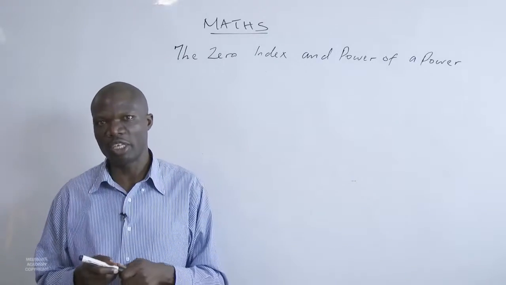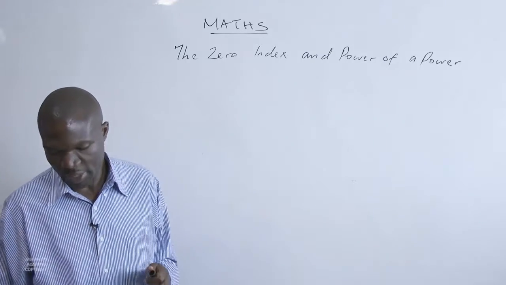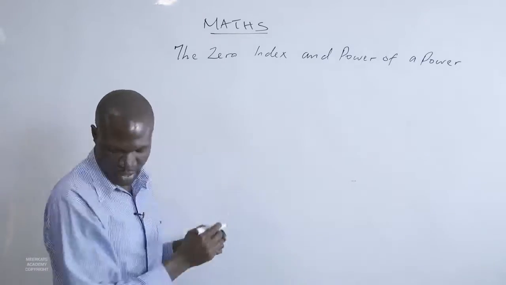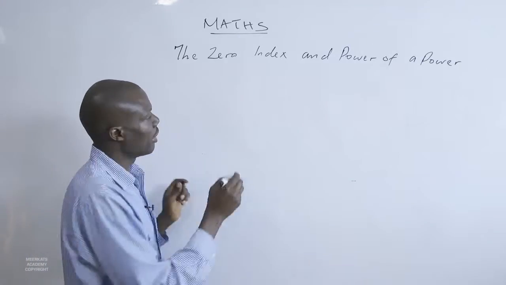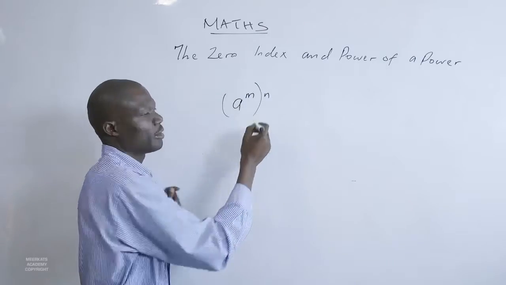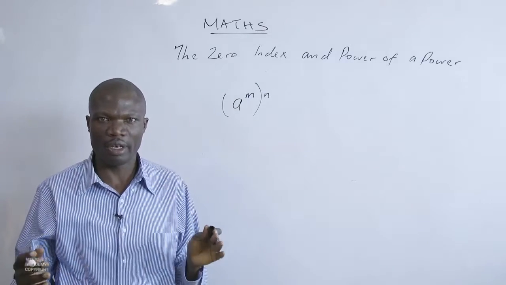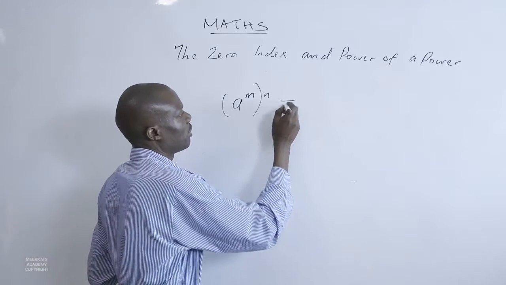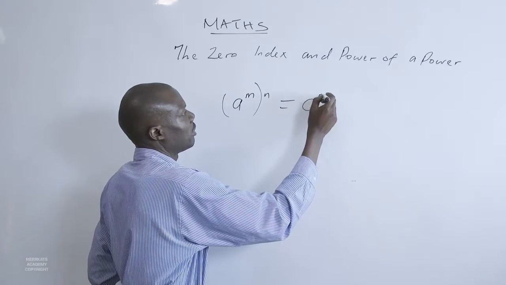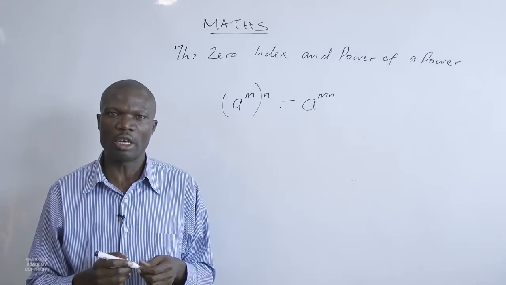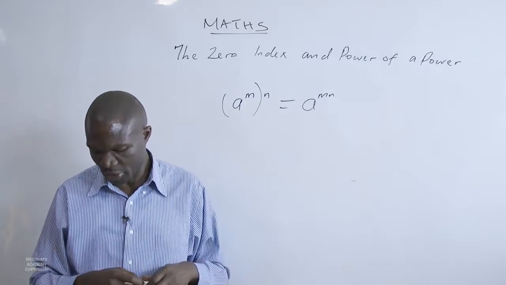We can conclude here by saying that if we have a number like a raised to m in bracket, raised to n, then the rule tells us this is equivalent to a raised to mn. That is how we shall apply this rule all through.